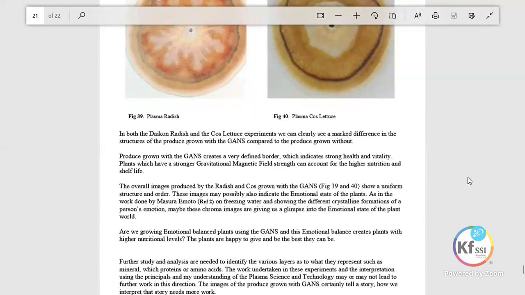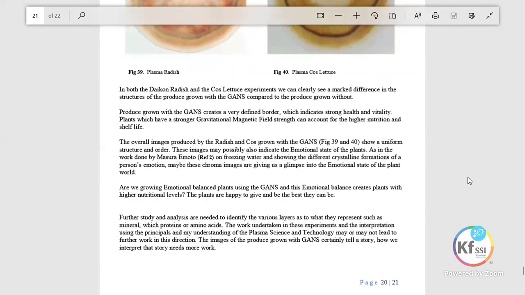Are we growing emotionally balanced plants using the GANs, and this emotional balance creates plants with higher nutritional levels? The plants are happy to give and be the best that they can be. Further study will be needed to identify and analyze what the different layers actually are, such as what minerals or proteins or amino acids they are reflecting.